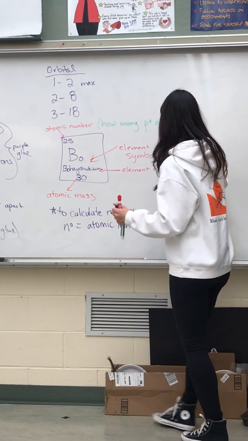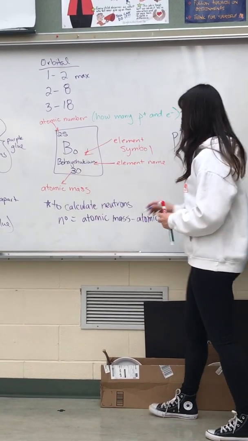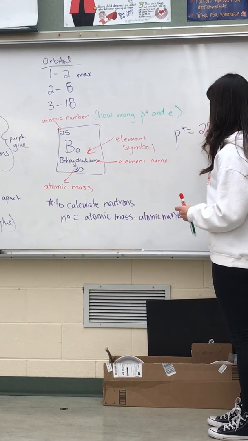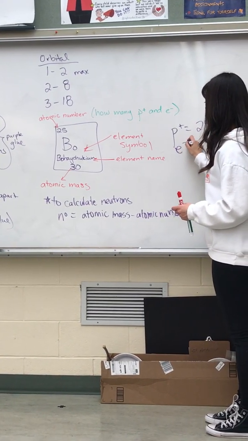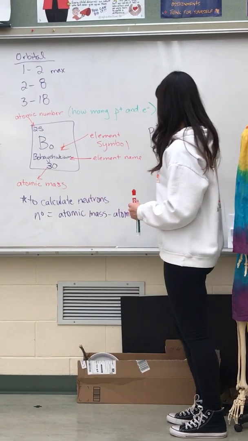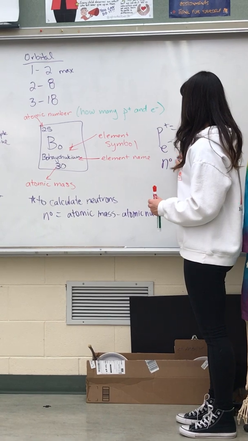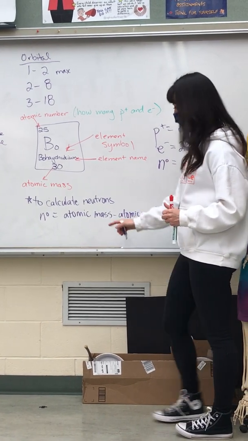How many protons do I have? 25, because it's the same as the atomic number. How many electrons do I have? 25, because that's my atomic number. How many neutrons do I have?